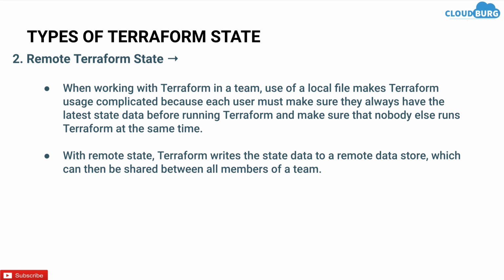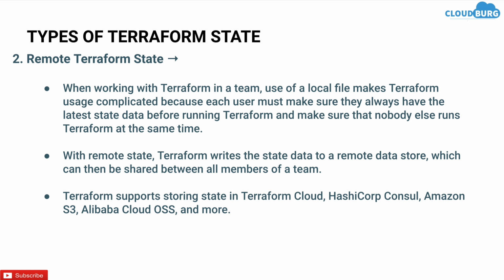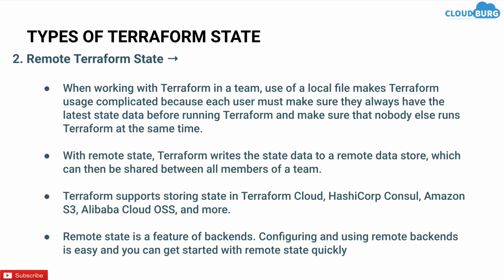The idea behind remote Terraform state is you create one Terraform state file and store it in a remote location, say S3, and all the members of the team use that particular file from S3 before making any changes to the Terraform configuration. Terraform supports storing state in Terraform Cloud, HashiCorp Consul, Amazon S3, Alibaba Cloud OSS, and more. In the coming slides, I'm going to take an example of Amazon S3. Remote state is a feature of backends. Configuring and using remote backends is easy, and you can get started with remote state quickly.